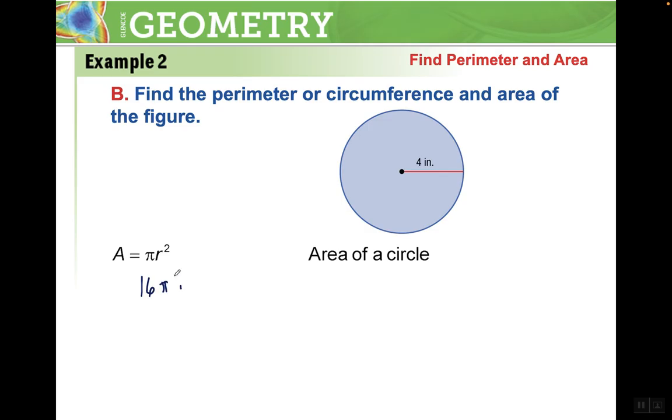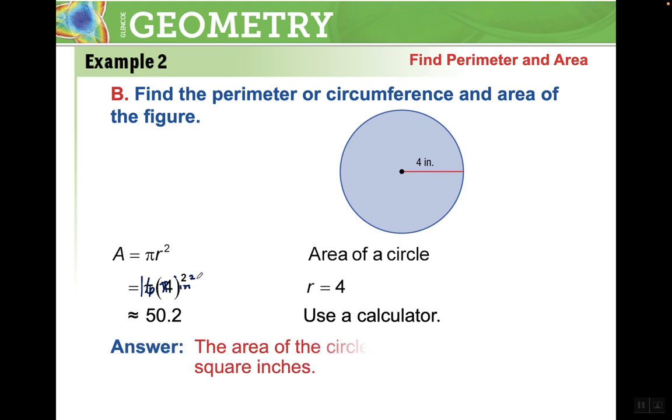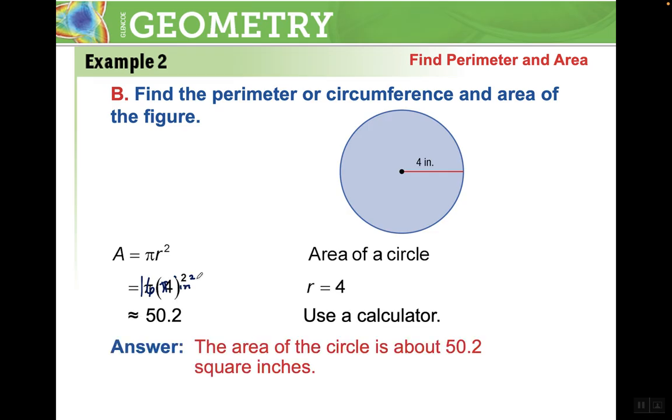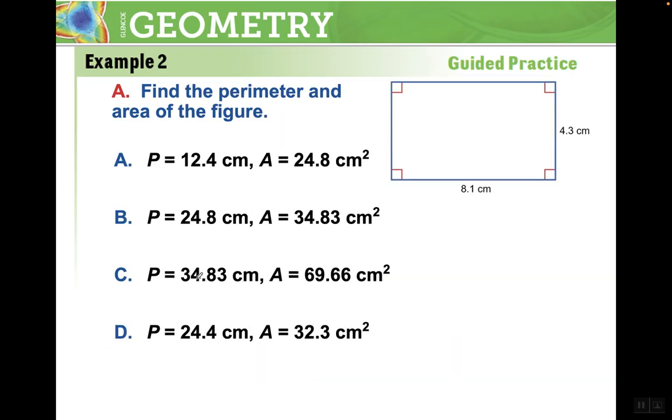And it's inches squared. There we go. Which they say is about 50.2. But again, you can leave it as that 16 pi inches squared. That is totally fine with me. All right, I'll let you do this one. So go ahead and pause it.